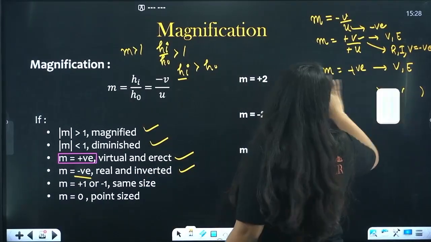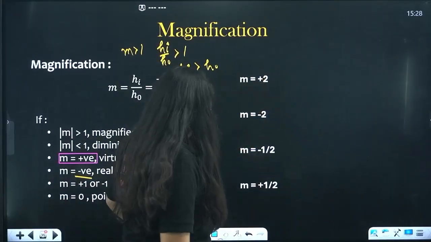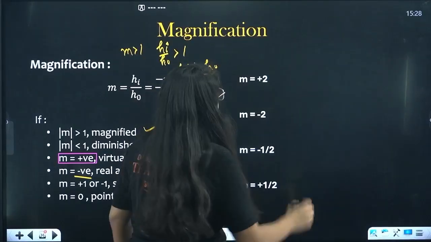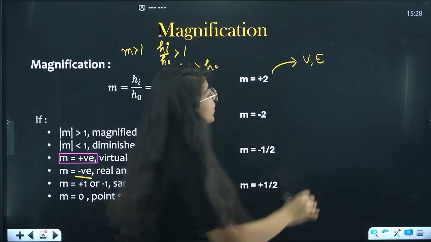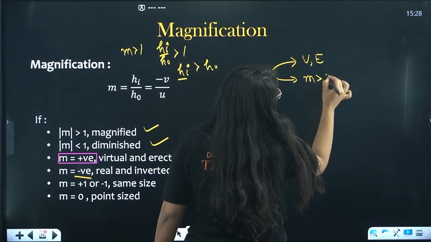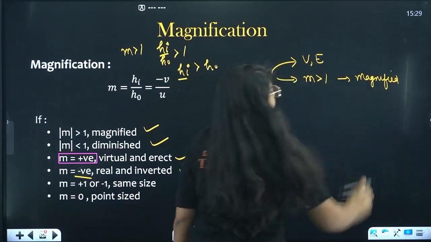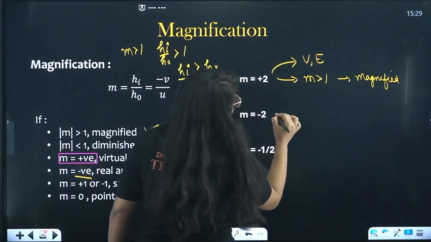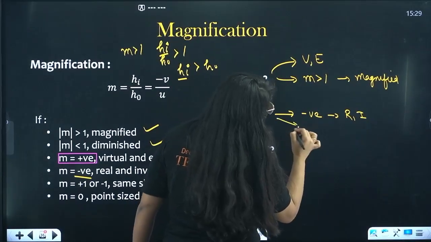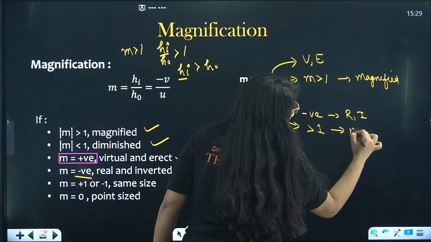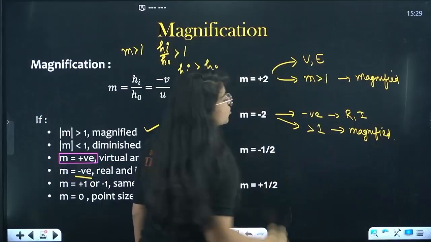So let's do this small activity. Magnification is plus 2. What does that mean, beta? From the plus sign, I will say it is virtual and erect. Magnification is greater than 1, so it is a magnified image. Understood? Then minus 2: it has a negative sign, so it is a real and inverted image. But still it is greater than 1, so it is still a magnified image. This image is real and inverted, the other is virtual and erect.